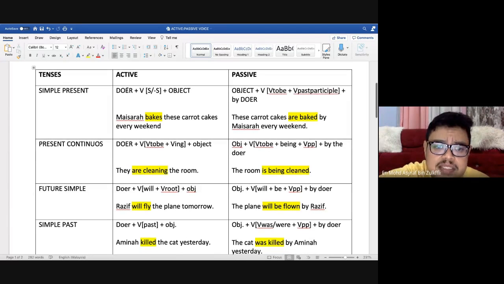For the simple present tense, the formula is that the doer, and then usually the verb, we only have to be concerned whether you have to add S or no S, right? So my Sarah bakes these carrot cakes every weekend, right? So my Sarah, the doer, bakes the action, and these carrot cakes is the object. Now, if you want to change it into passive voice, you put the object in front. So these carrot cakes. But for the verb, you have to follow this formula.